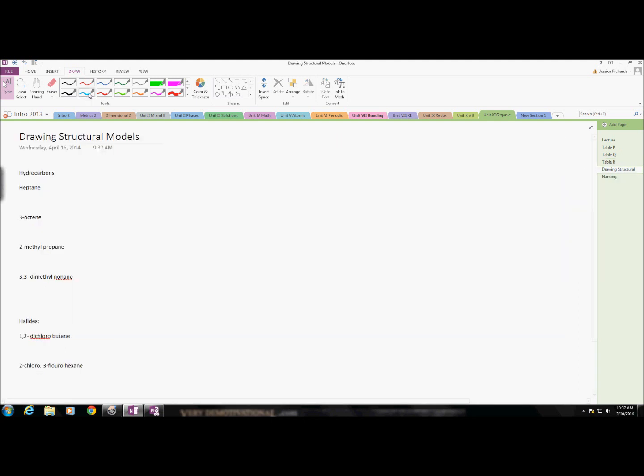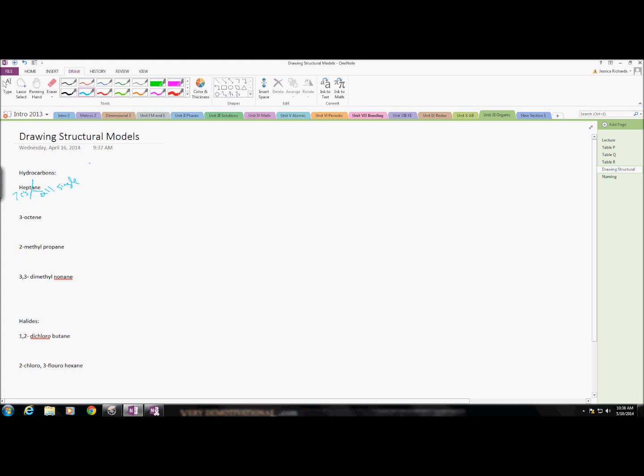For the alkanes, the alkenes, and the alkynes, and for the halides, one of the easiest ways for me to explain the naming rules is to show you how to draw them, because the names are a pattern. The names are instructions for how they're drawn, so that's how we're going to do this, is by example. So if we look at this first one and we take the name apart, heptane, hept, we know from table P, means 7 carbons, and ane, we know from table Q, means all single bonds.